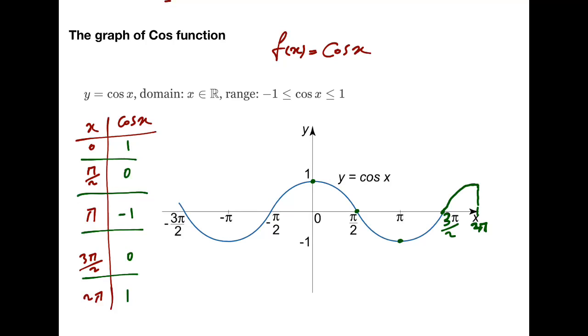Again, just like the sine function, as you see, the domain of this function is all the real numbers. It stretches all the way from negative infinity to positive infinity on the x-axis. And its range varies from negative 1 to 1. So the function is trapped between negative 1 and 1. The values of this function are between negative 1 and 1.